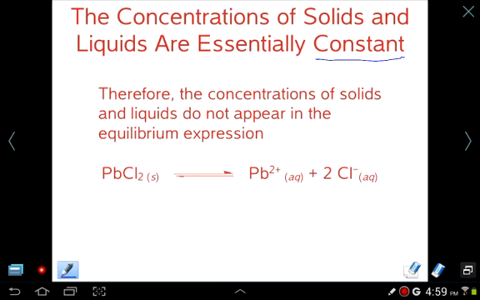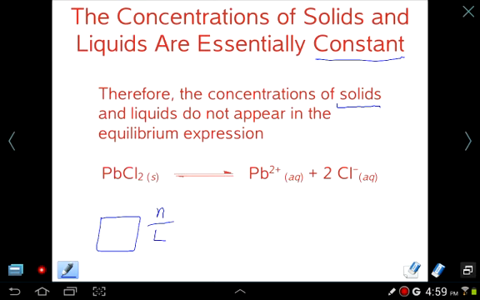Here it says because solids and liquids don't change in their concentration. For example, if you want to think about this a little bit, what if I have a certain amount of a substance. I have a certain number of moles of this substance, and I have a certain number of liters of this substance, and of the liquid.